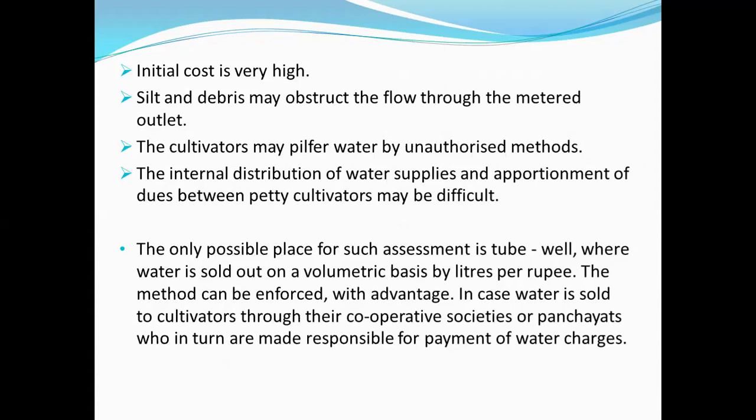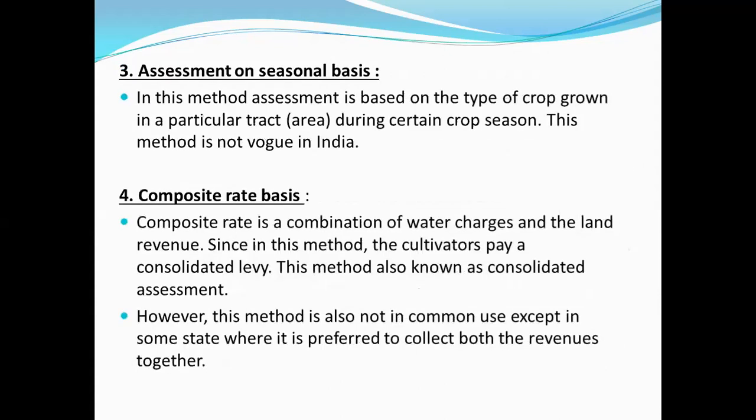So the internal distribution of water supplies and apportionment of dues between petty cultivators may be difficult. The only possible place for such assessment is a tube well where water is sold on a volumetric basis, by liters per rupee. So the method can be enforced with advantage in case water is sold to cultivators through their cooperative societies or panchayats, who in turn are made responsible for payment of water charges.